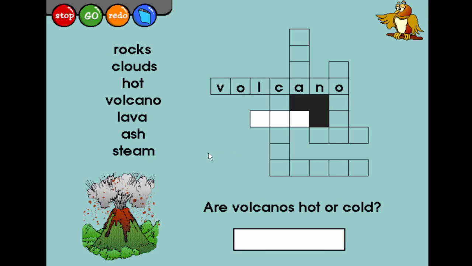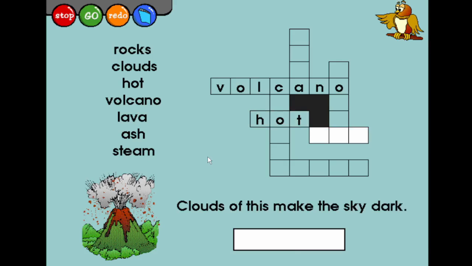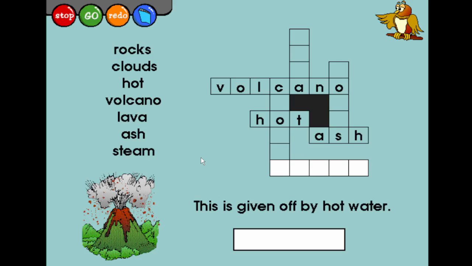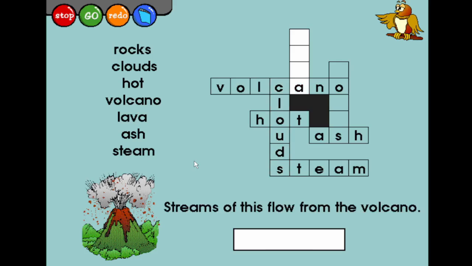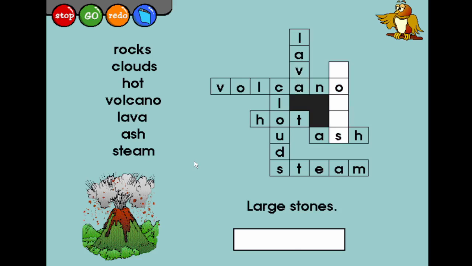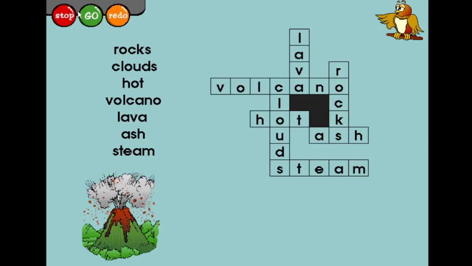Well done. Read the next clue. Click on the book if you need help. Well done. Well done. Well done. Read the next clue. Aren't you clever? Click go.